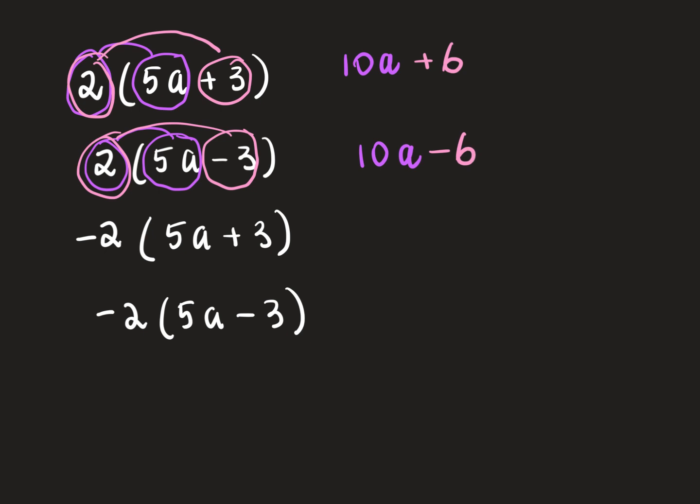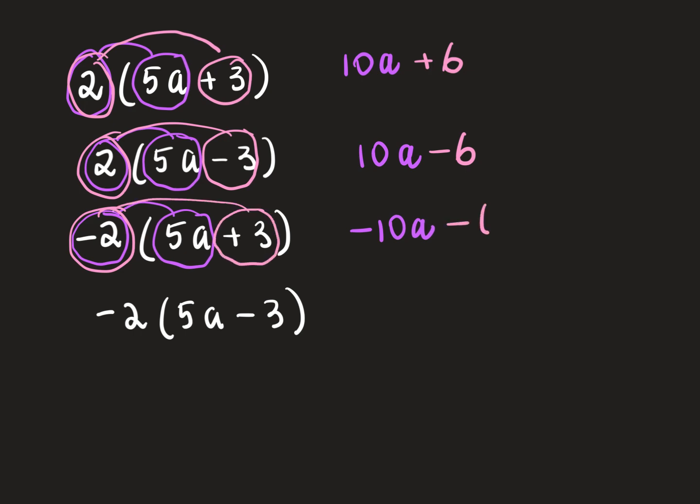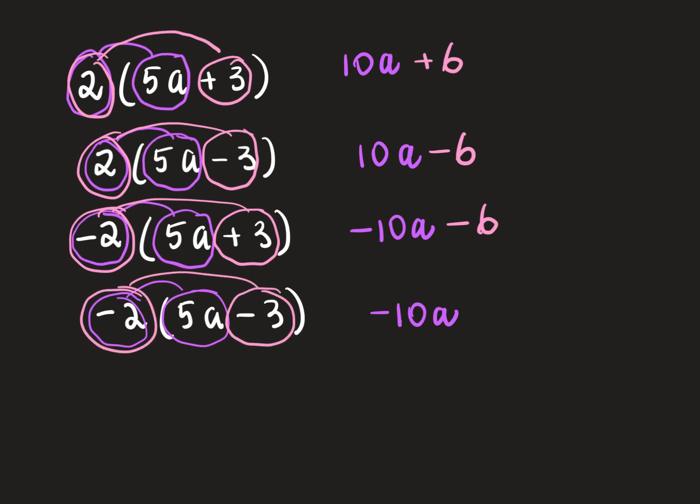That is negative 6. Next one, I've got negative 2 lots of 5a. That's negative 10a. And negative 2 lots of positive 3. Minus 2 times positive 3 is minus 6. Next one, I've got negative 2 lots of 5a. That's negative 10a. Then I've got negative 2 lots of negative 3. Negative times a negative is a positive, plus 6.